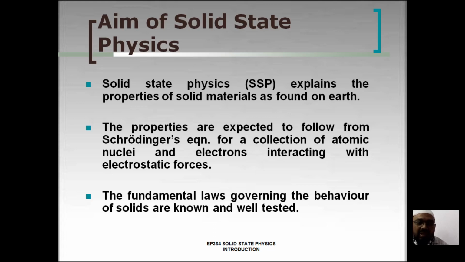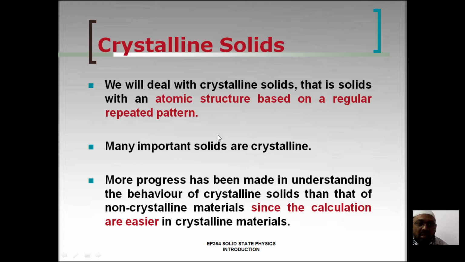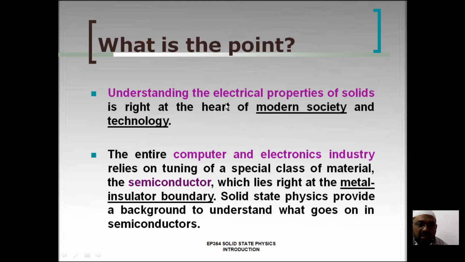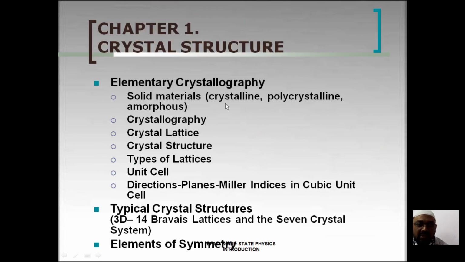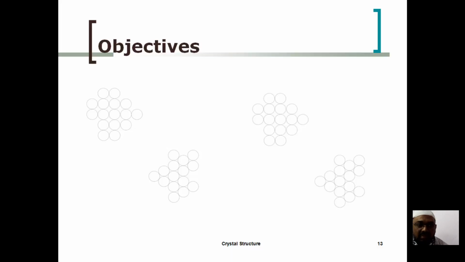We need to understand solid state physics to explain the exact properties of the materials on the surface of the earth, and how these particular properties of solid materials can be known by means of crystalline solids. Again, these solids are classified into different categories that we are going to learn in detail, right? Now here we just have a very brief introduction about this chapter 1.